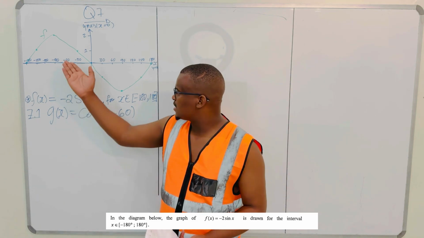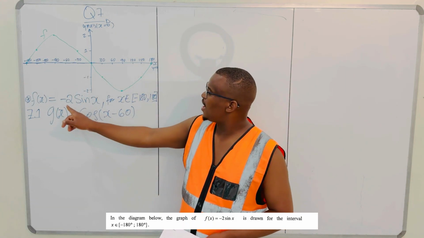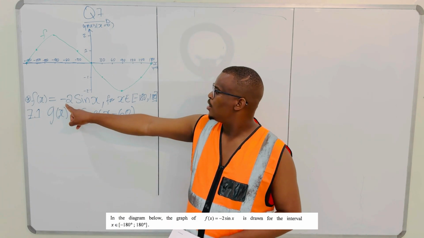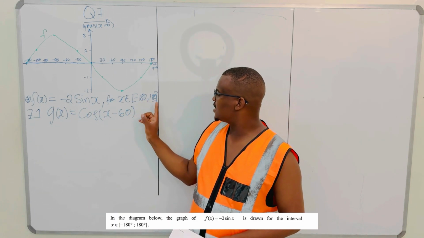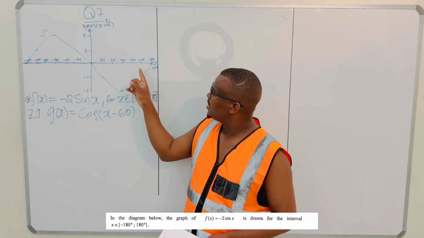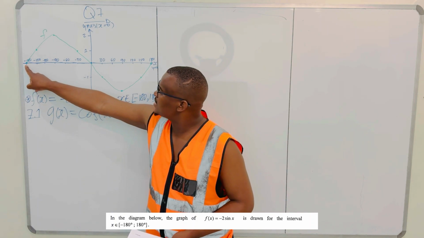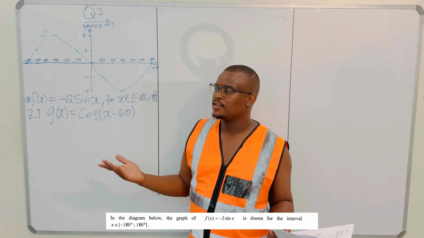So they're just telling you what you can see here. You are given the function f, which is defined by f of x equal to minus, for the interval from minus 180 degrees to positive 180 degrees. So here is f, as you can see here, and it's drawn from minus 180 degrees to positive 180 degrees. That's what they're telling you.